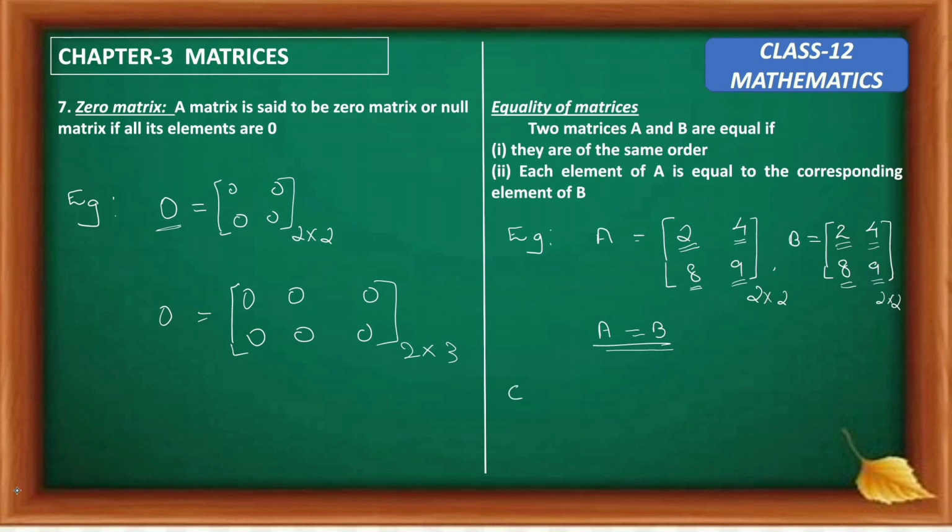Then another example, two matrices. C equal to X, Y, 2, 1. Then D equal to X, Y, 2, 1. In here the order of this matrix is 2 by 2, 2 by 2. Then all the elements are equal. X, you can see in here also the first element is X. Then Y, the second element is Y. Then 2, 1, 2, 1. Everything is equal. That's why we can write C equal to D.